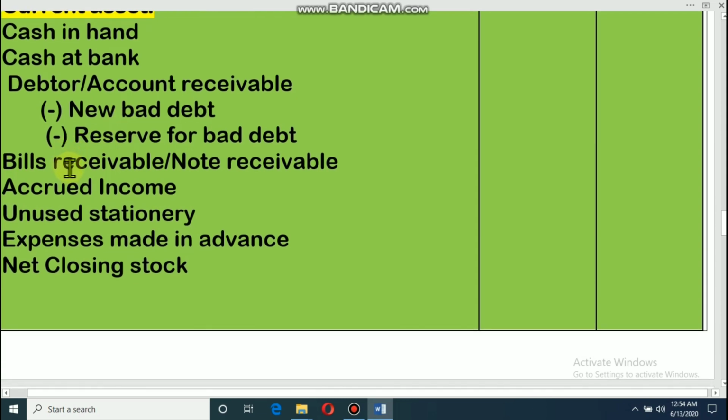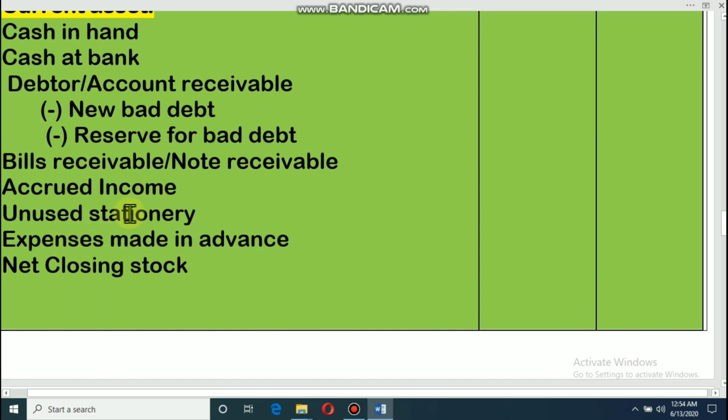Then bills receivable or notes receivable are also current assets. Accrued income, that means if any income is due or receivable. For example, you have a building and you get rent from that building of taka 5 lakh, but this year you receive only 4 lakh, and 1 lakh you will receive next year. So that 1 lakh is accrued income. That is also an asset of the organization.